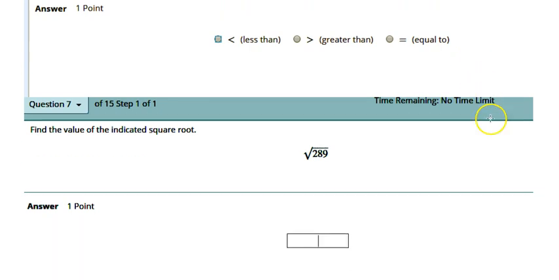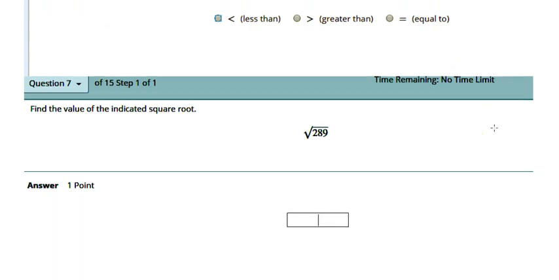All right, moving on to another. Find the value of the indicated square root. So once again, using your calculator, 289.